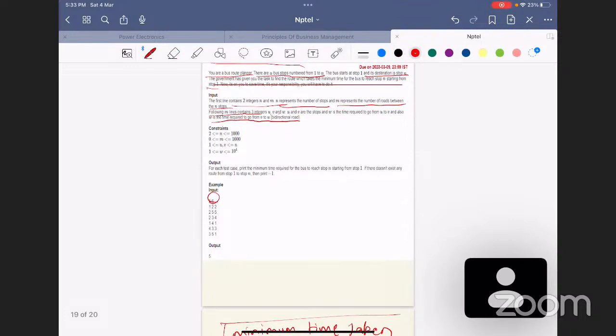Yeah. So understanding the output, for each test case, print the minimum time required for the bus to reach stop n, starting from stop 1. Obviously, you start at stop 1, you reach stop n. You print the minimum time taken. If you're not able to reach the stop n, you print -1. Simple.